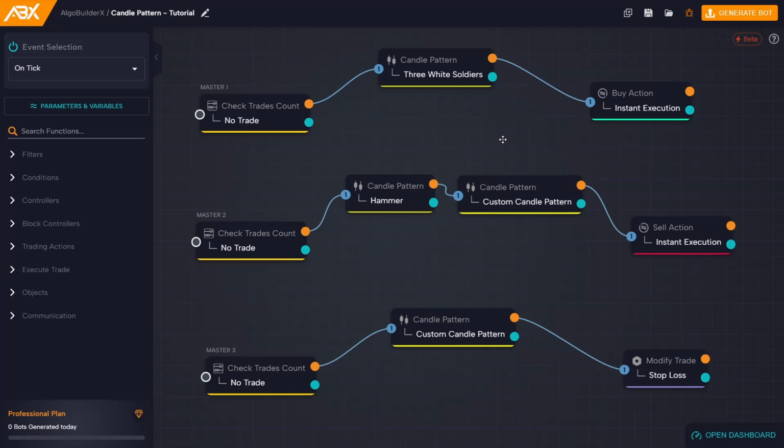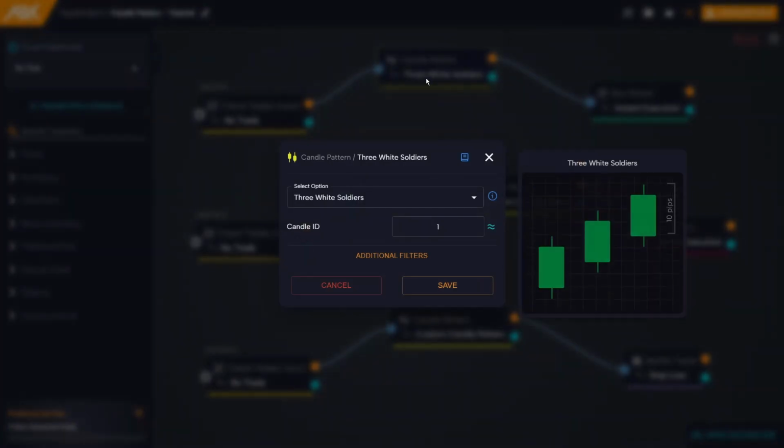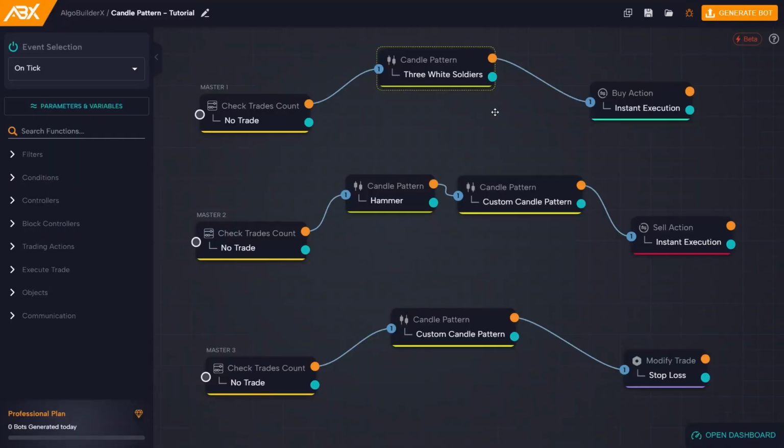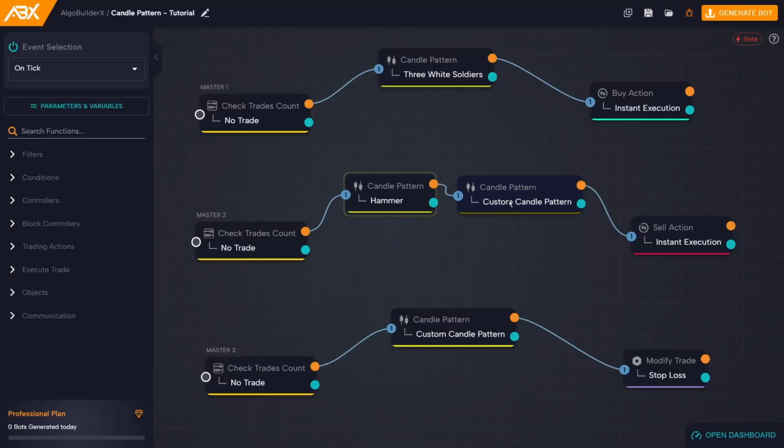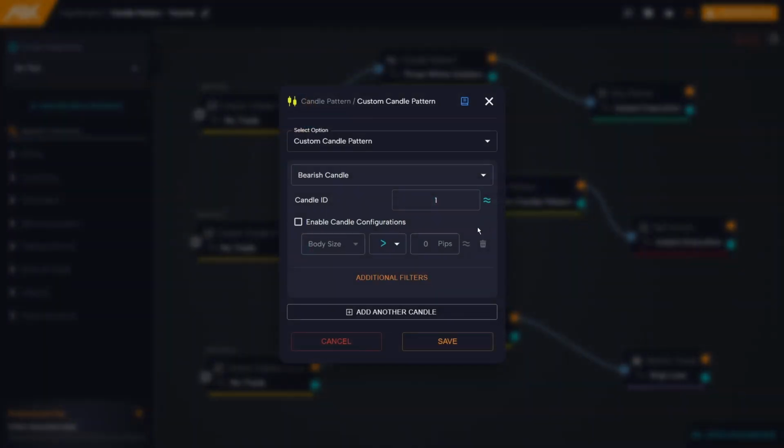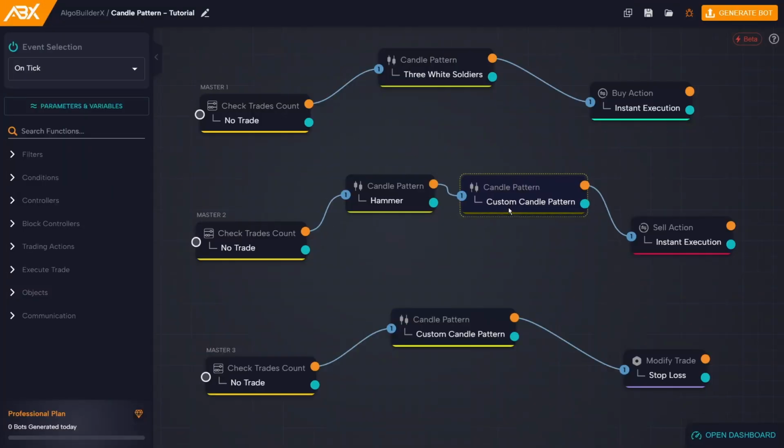Now let's look at some practical examples that we can create with the candle pattern block. Surely the first one could be using a predefined pattern, such as the 3 white soldiers, to generate buy signals. A second example could be the combination of 2 candle pattern blocks. In this case, we use a bearish hammer, as seen here, followed by a red candle with no size limits that we created using the custom candle pattern. These 2 blocks will serve to generate a sell signal.